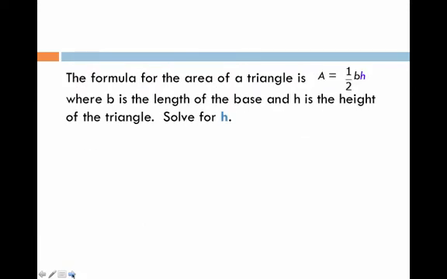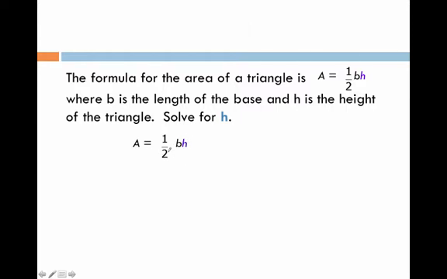So here's our formula for the area of a triangle. Okay, it's area equals 1/2 times the base times the height. And we want to solve for H. Well, how are we going to do that? Let's see, hold on. We've got our formula here. I want to solve for the H. So notice that H is highlighted because that's what I want to get all by itself.